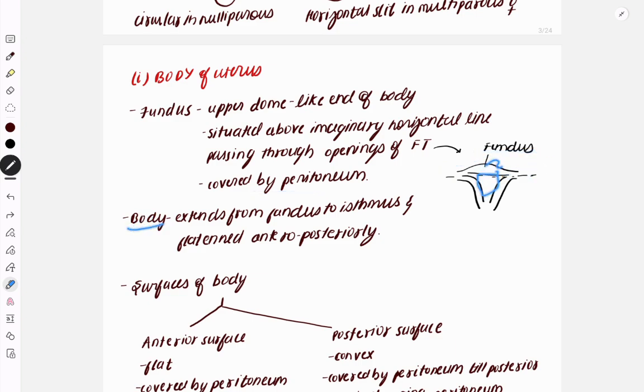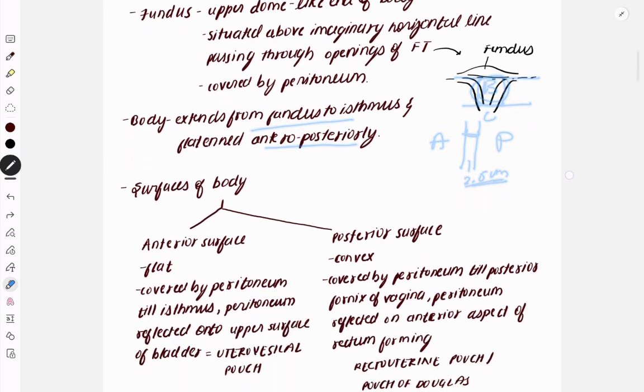Now this body extends from the fundus to the isthmus. So if this is the isthmus, which is the junction between the body of the uterus and the cervix, then whatever part of the uterus is between the isthmus and the fundus is called the body of the uterus. It is flattened antero-posteriorly, which means its thickness is just 2.5 centimeters, as already discussed earlier.